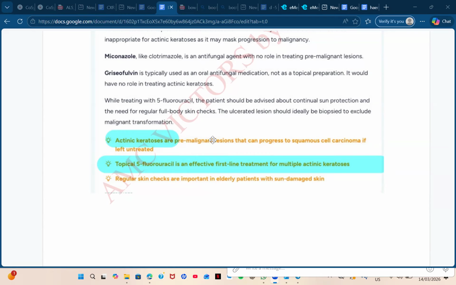In the TG also they have clearly mentioned that fluorouracil cream is the most commonly used topical agent because of its lower cost and comparable efficacy. Remember, okay?